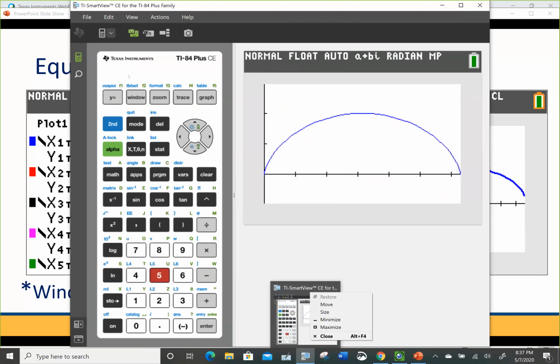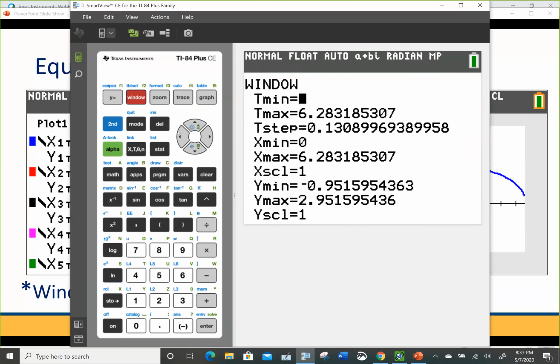I'm going to change the window to go from 0 to, now, keep in mind that if all I did was change my maximum X value, in fact, you need to see this. This is kind of cool. I'll change this to 4 pi so we can see 2 rotations. Okay.